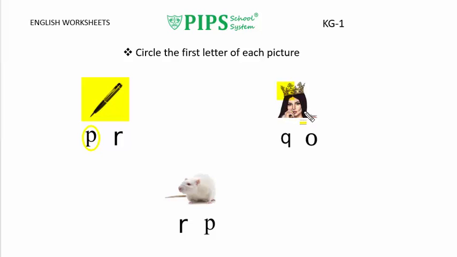This is a coin. The initial letter of coin is Q. Sounds like Q. Q. Coin. Now we will circle the letter Q.